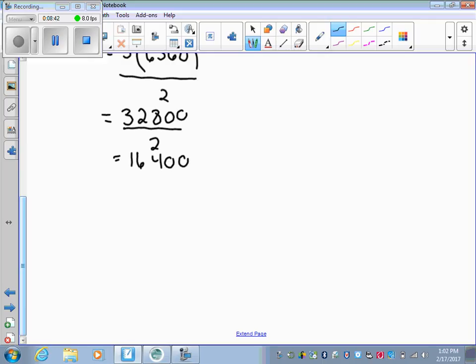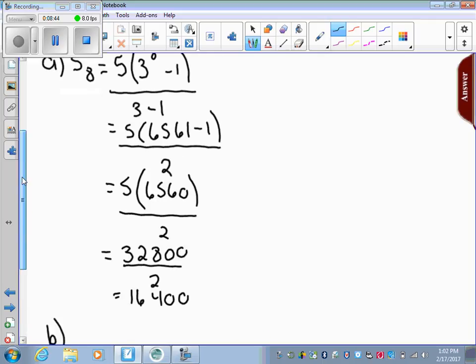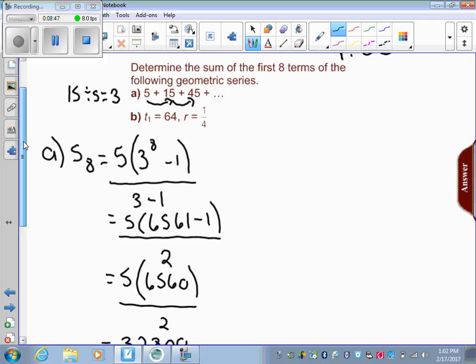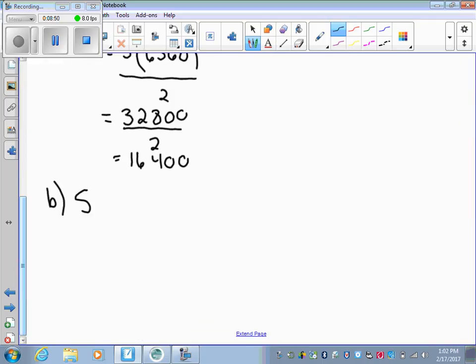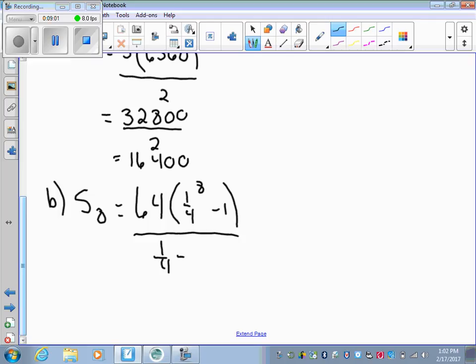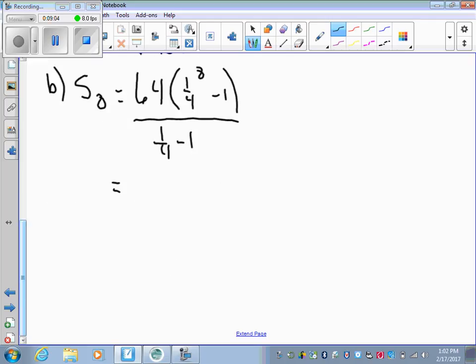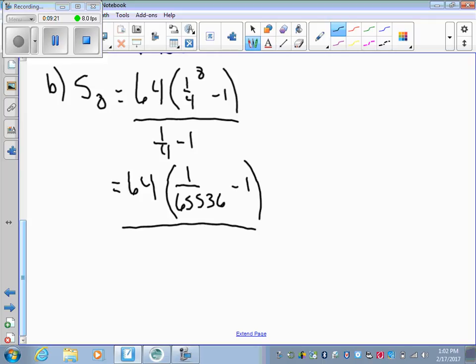And for B, again, it's dealing with fractions. We have a T1 of 64 and a ratio of 1/4. Okay, so my T1 is 64, ratio is 1/4 to the power of 8, minus 1. So keep it in fraction form if you can. 1/4 to the power of 8 is 1 over 65,536, all divided by negative 3/4.